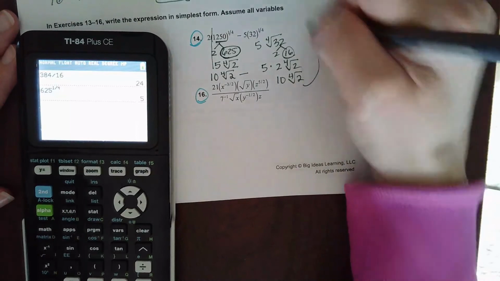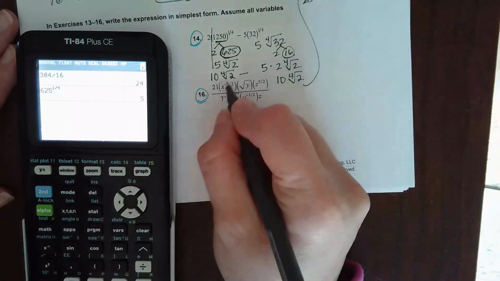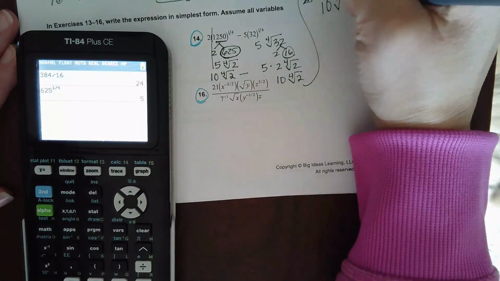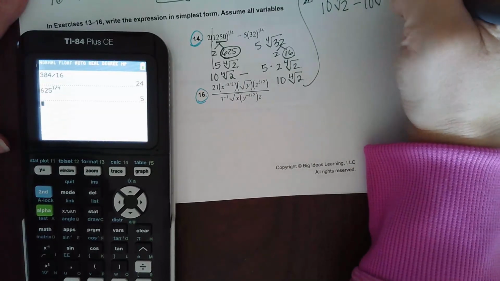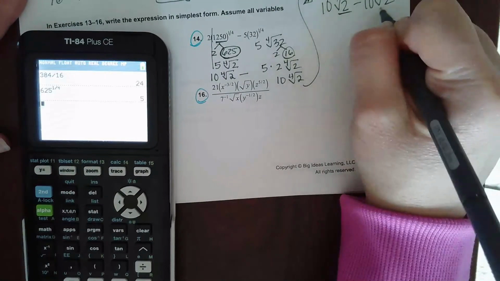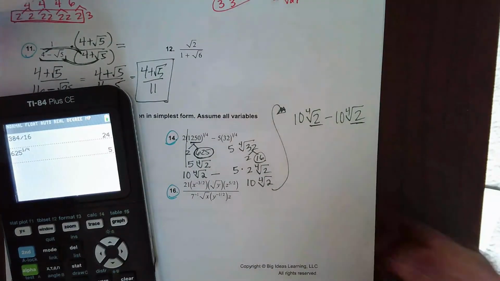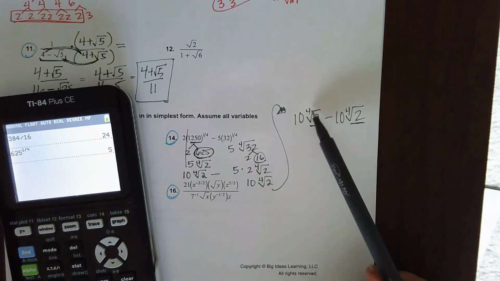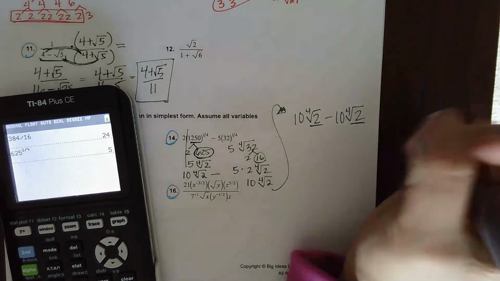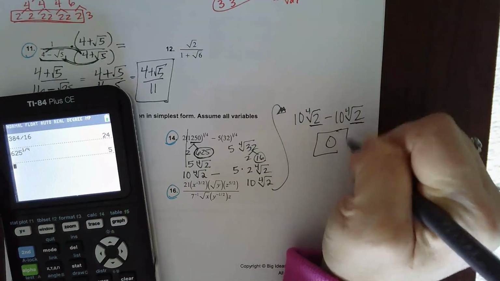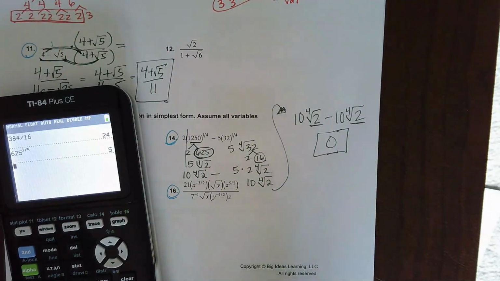All right, so now let's bring this back up together. So I have 10 fourth roots of 2 minus 10 fourth roots of 2. Because these are the exact same radical, whoops, I'm off the page here. Because these are the exact same radical, right? They both have the fourth root of 2. I can subtract these. And as you notice, these are the exact same. So if I subtract them, I get 0.